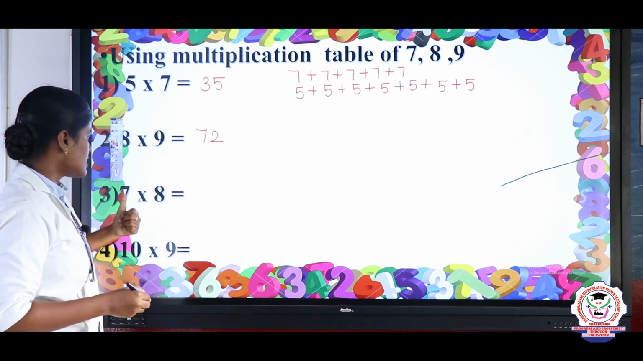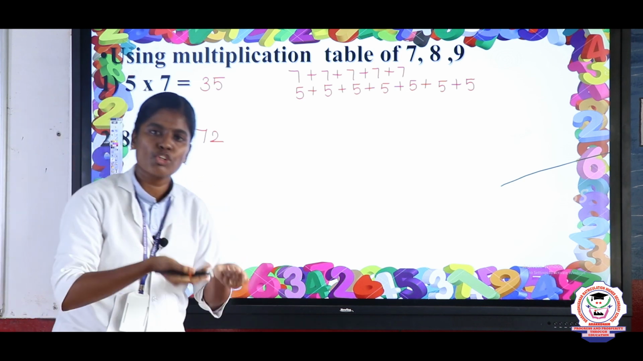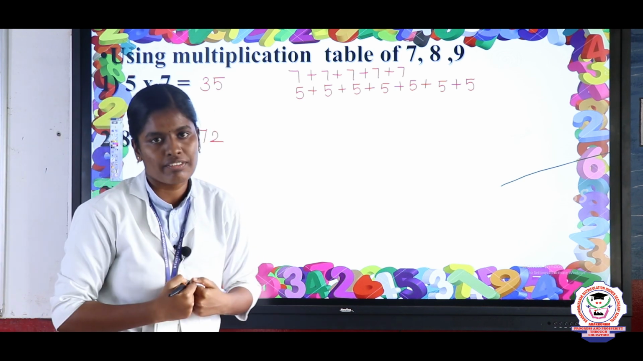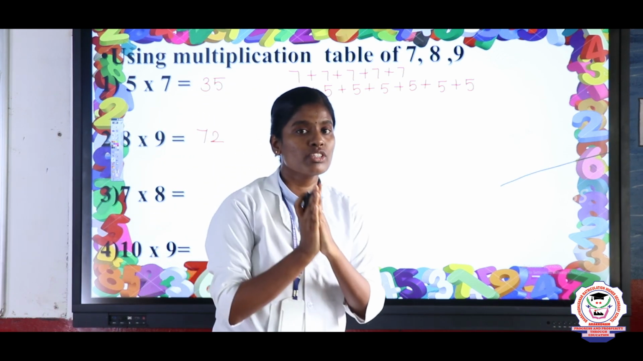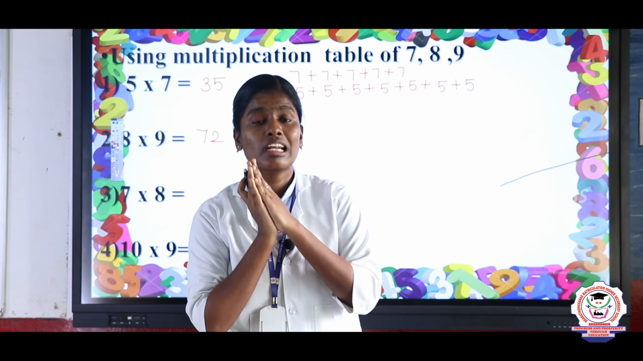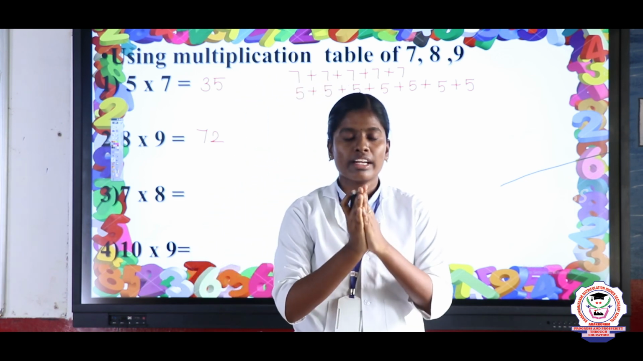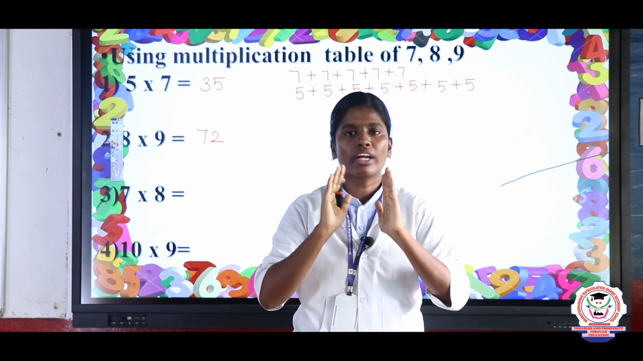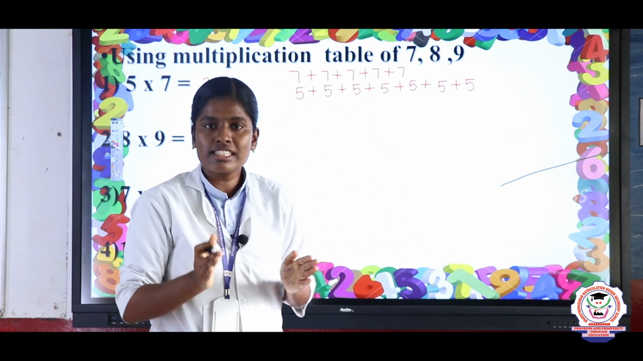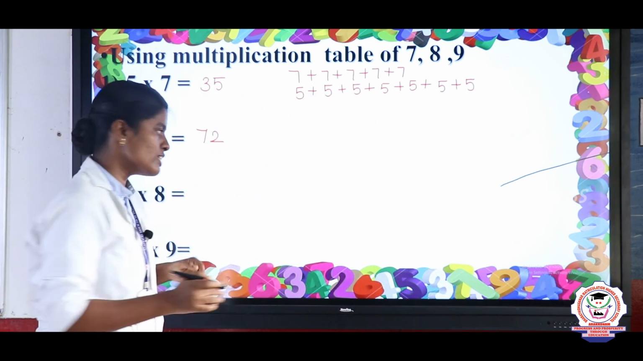Next you will take 7 eights are. 7 times of 8 or 8 times of 7. So listen my children, multiplication means that is a repeated addition. So take 7 times 8 or 8 times 7. You should add, and you are getting the answer 56.